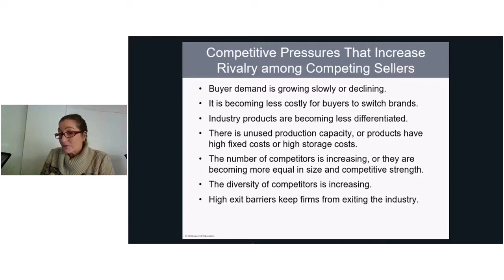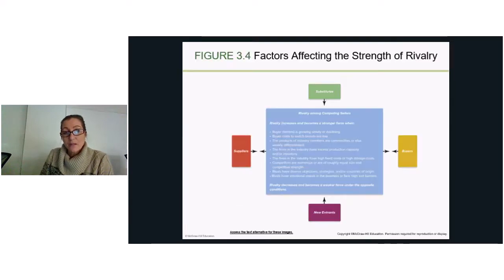The diversity of competitors increasing also increases competitive pressure. And then high exit barriers stop organisations from actually leaving the industry. So these 5 factors are what we use to identify and analyse industry attractiveness collectively.